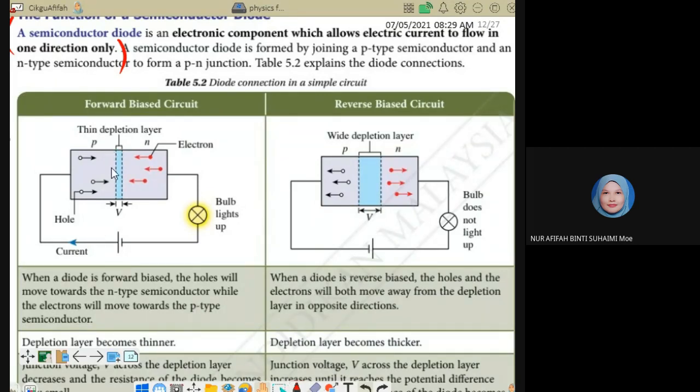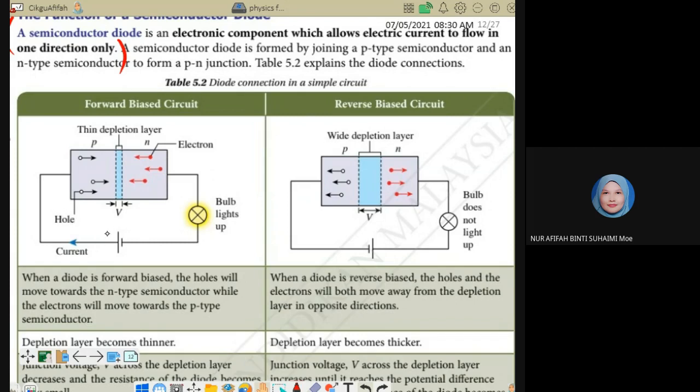So here you can see, okay, when we switch on the circuit, or when the circuit is closed, the circuit is complete, the current will flow. Then it makes the electron move to the P junction, and the hole move to the N. So the depletion layer will become thinner and thinner because both of them fill in each other. And the bulb will light up lah, means the electron can flow and complete the circuit.